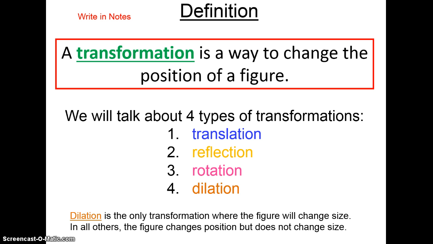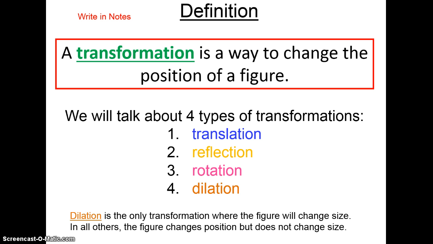We're going to talk about 4 types of transformations. The first one, which we'll cover today, is our translation. And then we'll talk about our reflections tomorrow. And then rotation and dilation we'll cover next week.